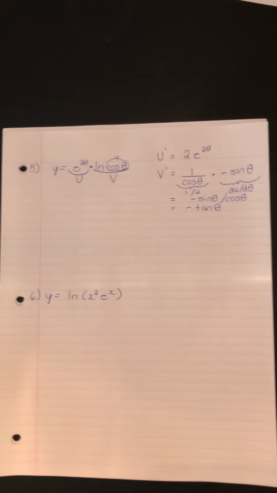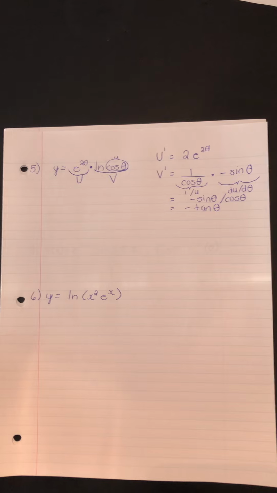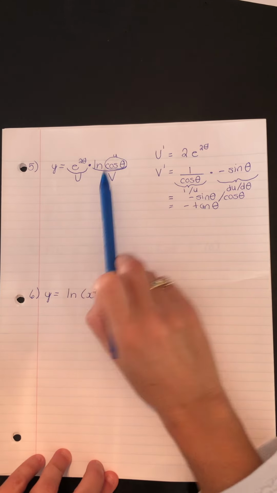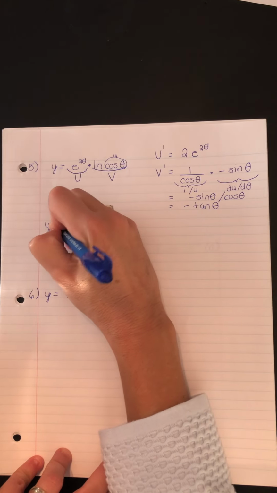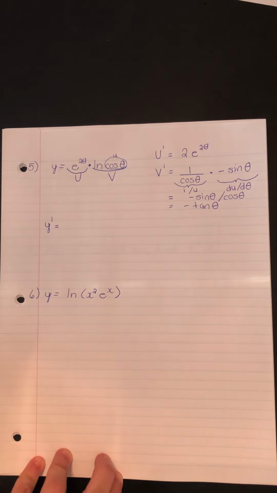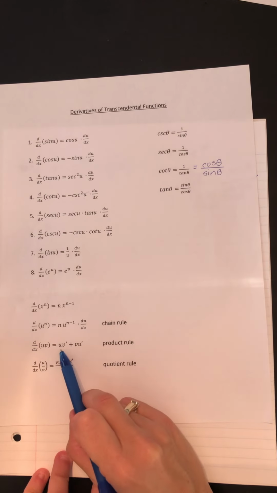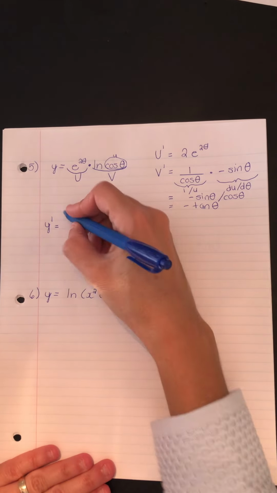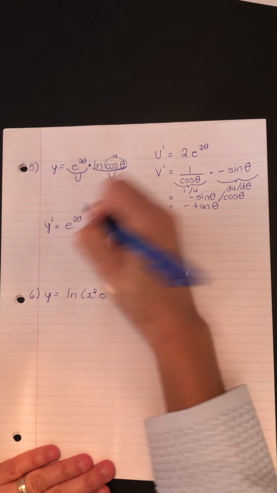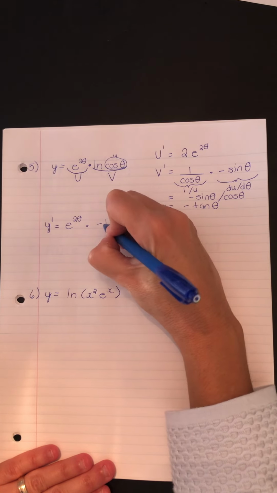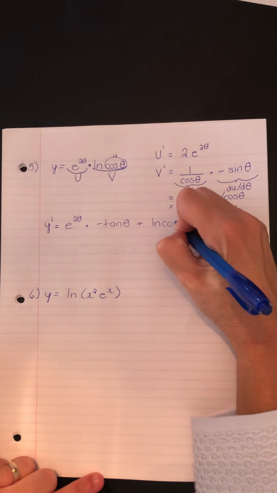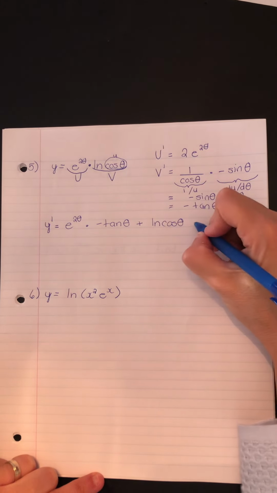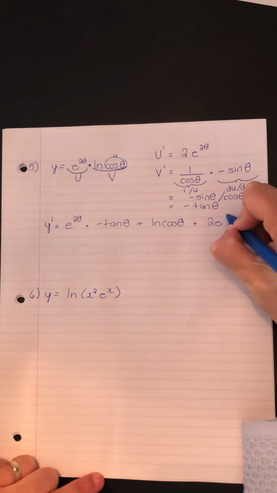All right, so now I'm all set because I have u and v, u prime and v prime, so I'm going to use the product rule to form y prime. So product rule, if you forget it, it's here. uv prime plus vu prime. Okay, so u times v prime plus v times u prime.